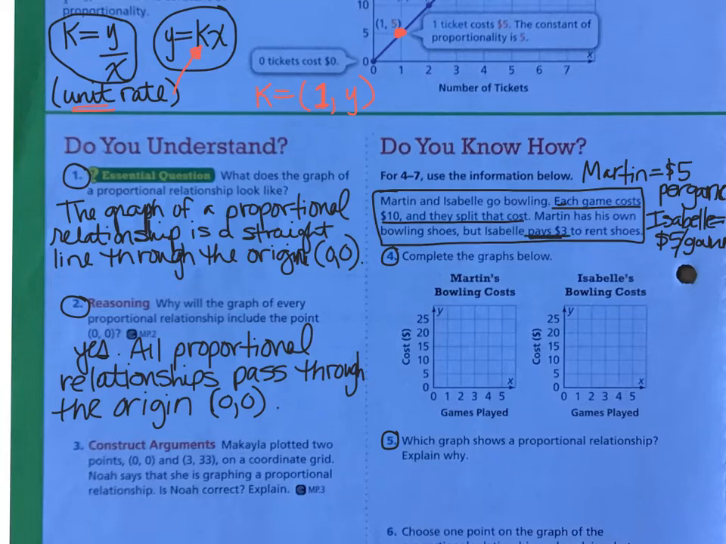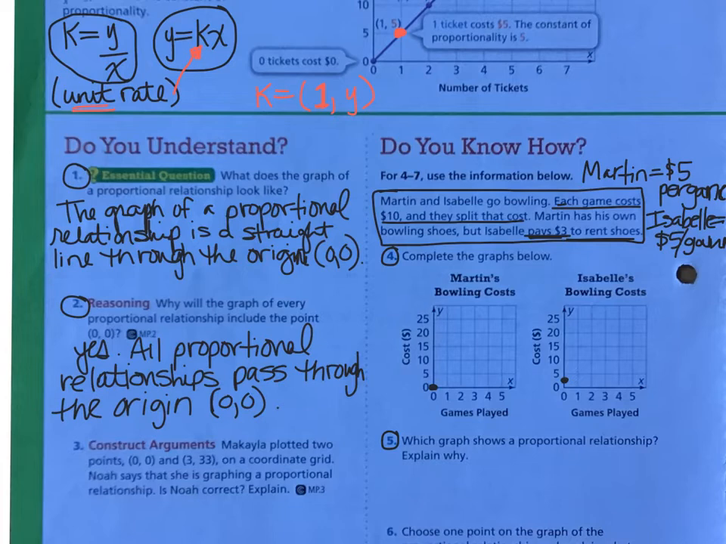In other words, Martin's bowling cost begins at (0, 0). Why? Because if he has not played any games of bowling yet, his cost is $0. But before Isabel even gets to go bowling on the alley, she's already had to pay money up front. How much did she have to pay? And what did she pay for? Well, remember she had to rent shoes. So before she's even bowled any games at 0, she's already had to pay a fee, or $3, to get her bowling shoes. So Isabel's costs do not begin at (0, 0).